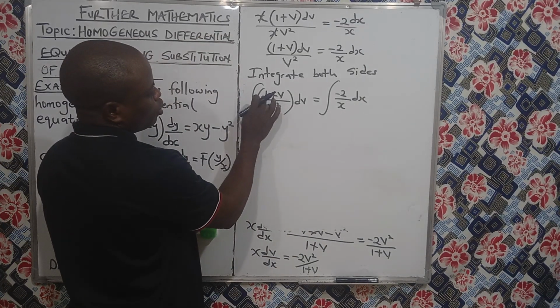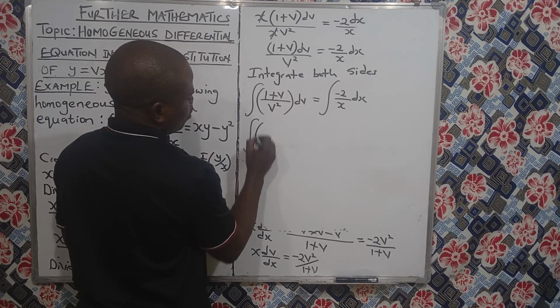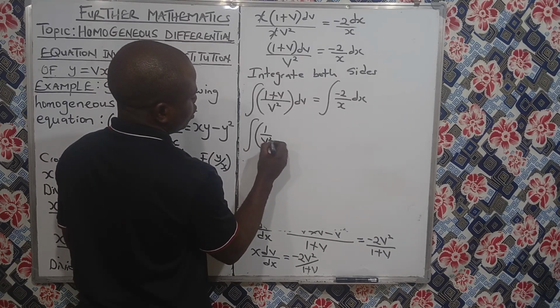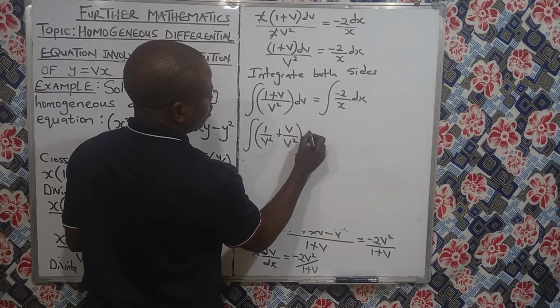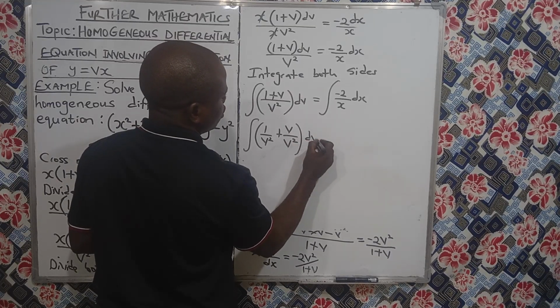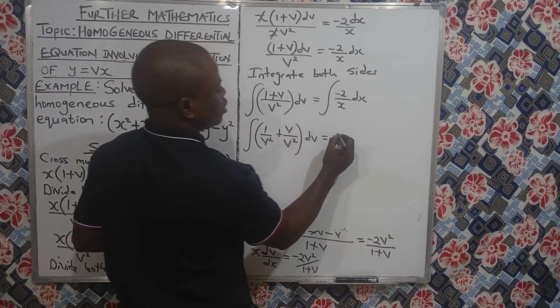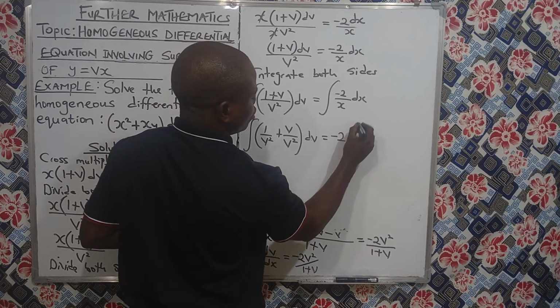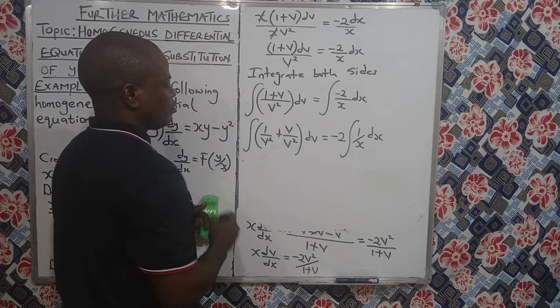Now this v squared is common to 1 and v. Now the integral of 1 over v squared plus v over v squared dv equals, this minus 2 is a constant, let it come outside the integral sign, minus 2 times the integral of 1 over x dx.